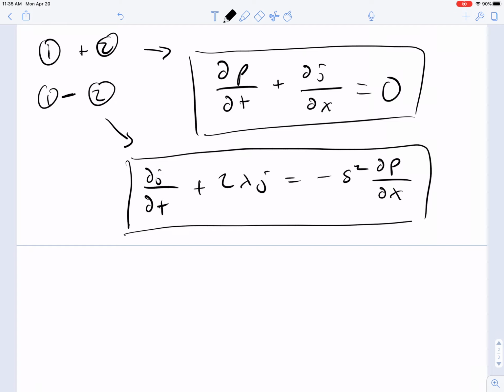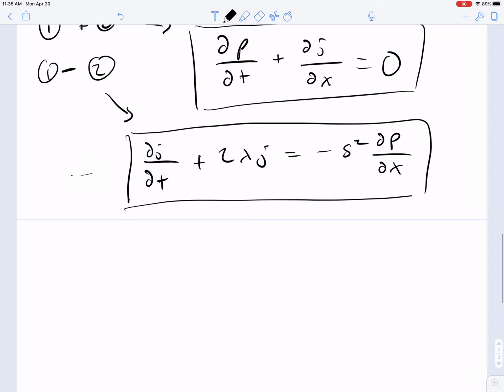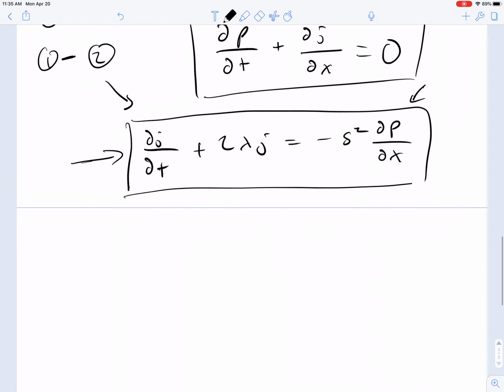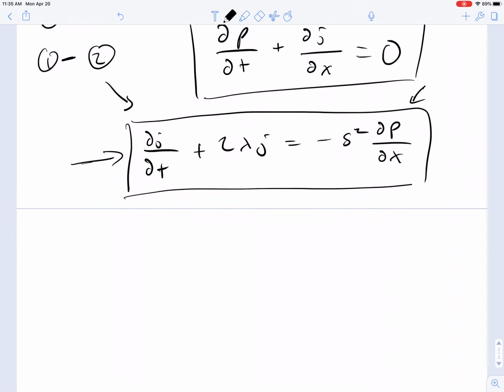So this first one is saying particle density over time depends on the gradient of the flux. We're going to see this exact equation again from a completely different derivation. And then in this one right here, we have how the flux, how the particle movement, is changing in time. And we have this weird term over there with S squared and dp dx. So what do we do with this?